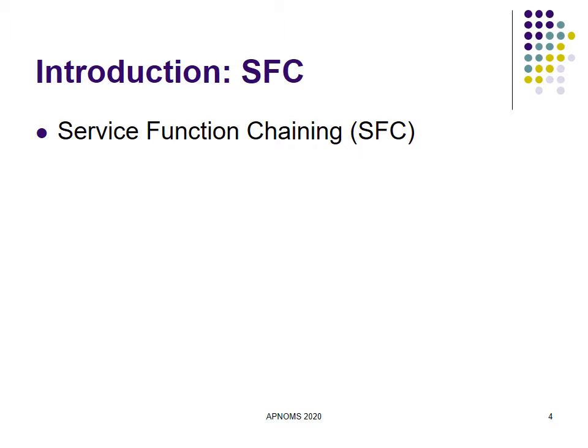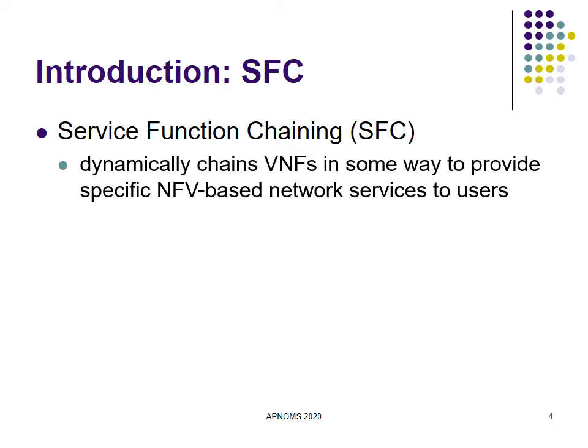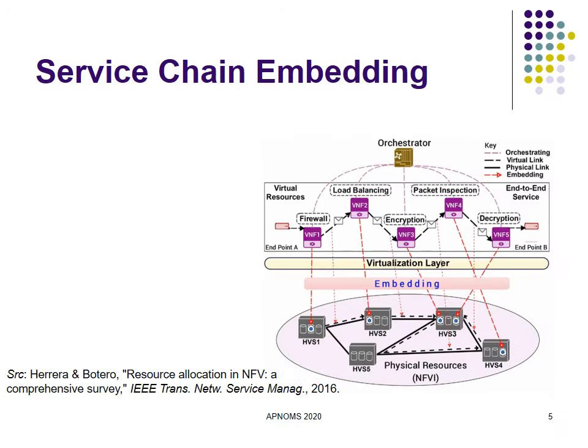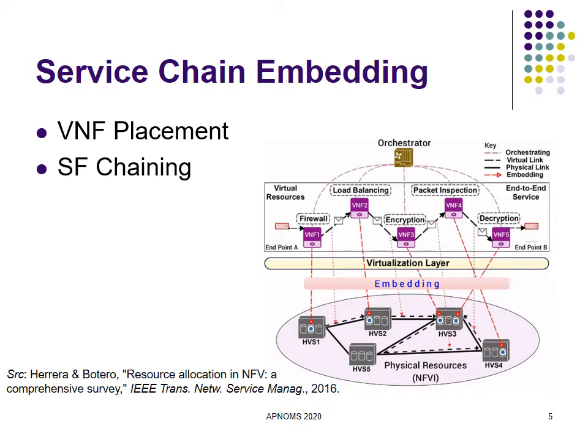Service function chaining, or SFC, dynamically chains VNFs in some order to provide specific NFV-based network services to users. It's a promising use case of NFV. In this example, from source to destination, we have 5 VNFs that are chained together in some order. Service chain embedding is to deploy a service chain on a NFVI. There are a lot of issues here, like VNF placement and service function chaining, and also service function scheduling.